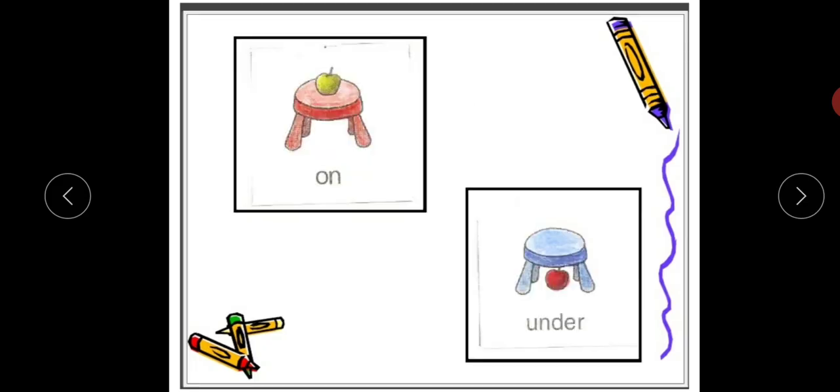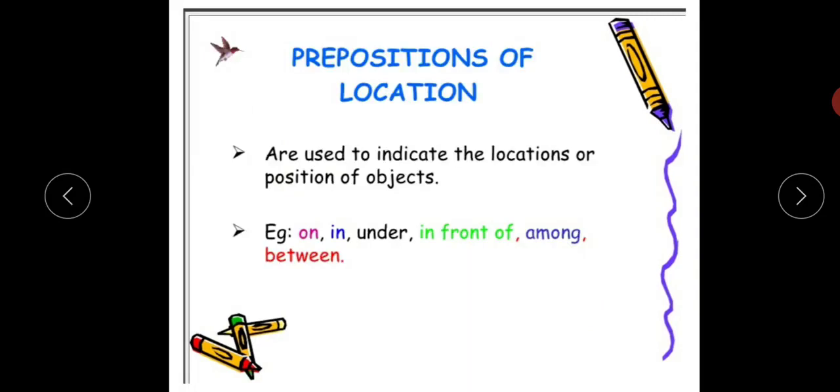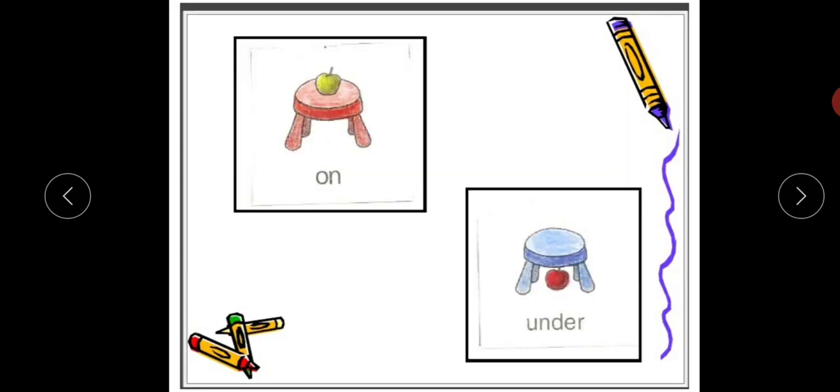I'll show you an example picture here. You can see this picture. Where is the apple placed? It is on the table. Where is the apple placed here? It is on the table. And again, where is it placed? Again here, it is under the table. So that is why I said they are used to indicate the place or position of objects.